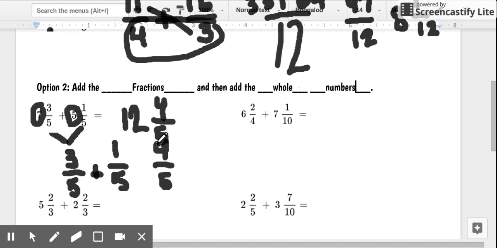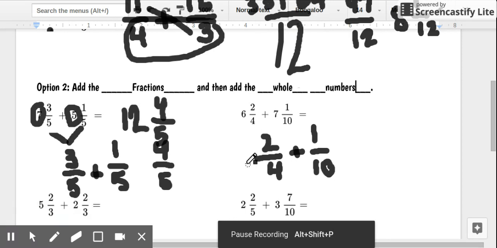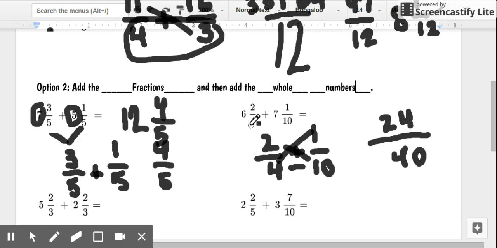It goes a little bit faster. And then right here, 6 2/4 plus 7 1/10. Again, just pull out the fractions. Since 2/4 and 1/10 don't have the same denominator, you need to use the butterfly method. So 4 times 10 is 40, and then 10 times 2, you get 20, and then 4 times 1 is 4. So 20 plus 4 gives you 24, and then if you add your whole numbers, the 6 and the 7, you get 13 and 24/40.